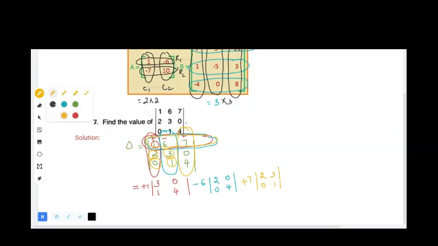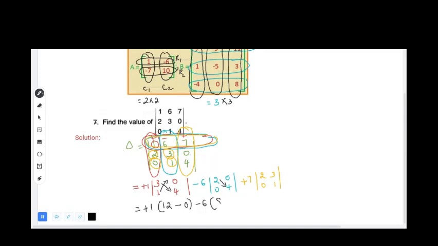By solving the determinant, we get the solution, that is plus 1. We have to cross multiply: 3 into 4 is 12. Minus, we should always write minus when we cross multiply the other side: 1 into 0 is 0. Then minus 6.